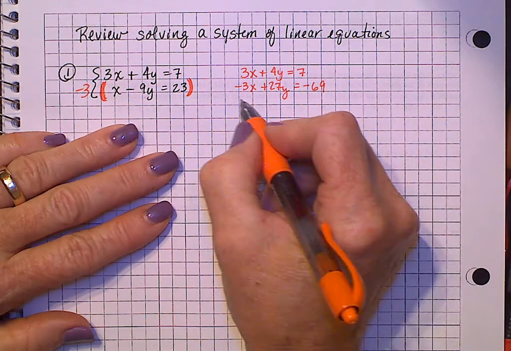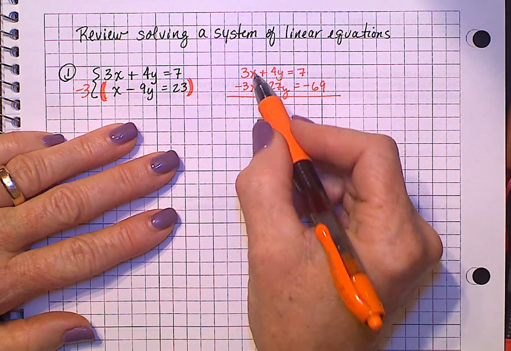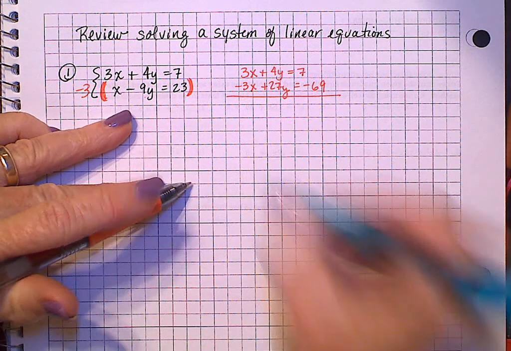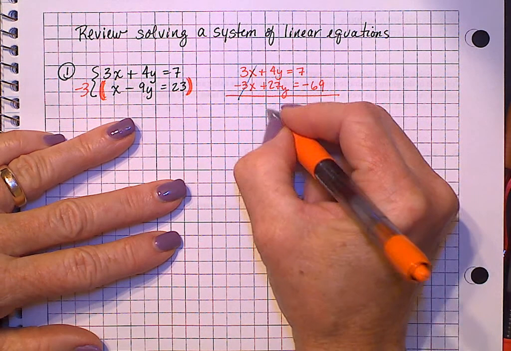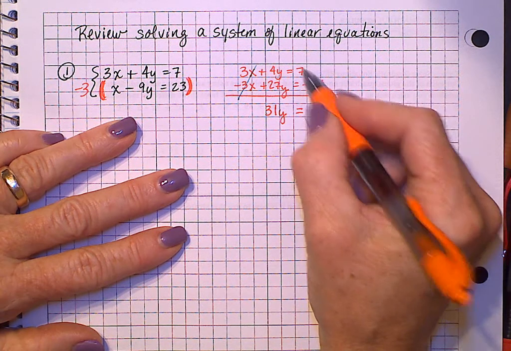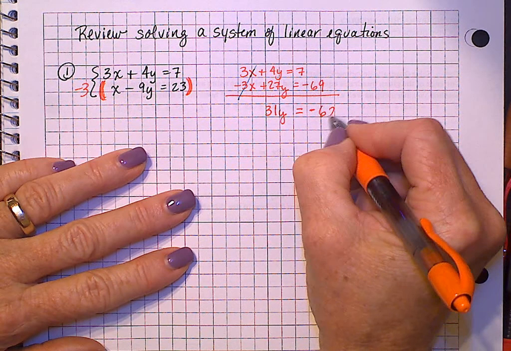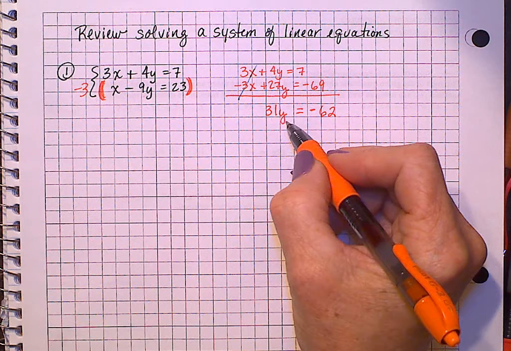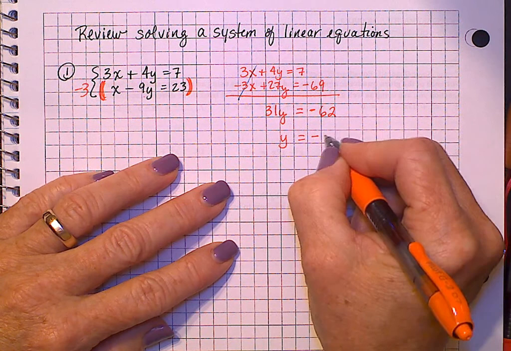Now watch what happens when we go ahead and add those two equations together. 3x plus a negative 3x, that's 0x, that's gone. So that canceled out. A 4y and a 27y, that's 31y equals, and then over here, a 7 and a negative 69, that's negative 62. Now solving for y, we can divide both sides by 31, and that gives us y equals negative 2.